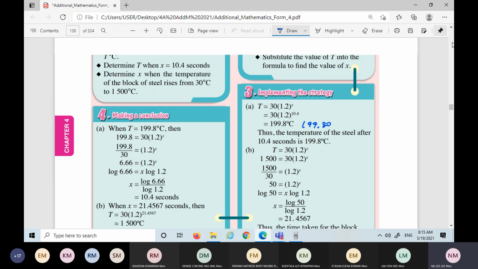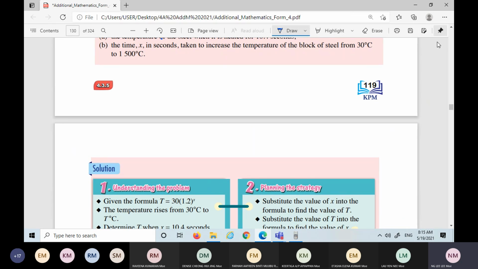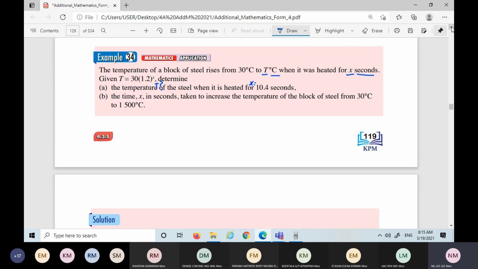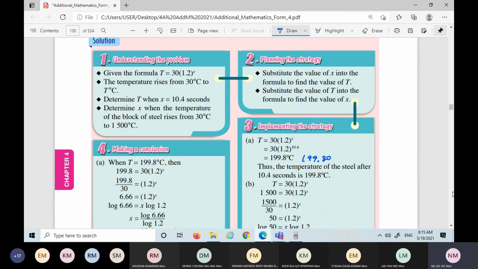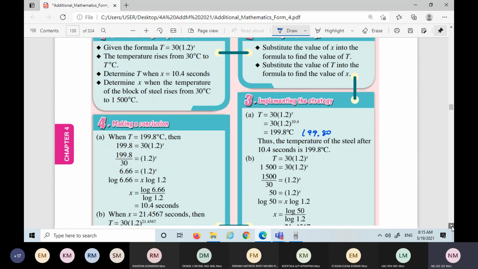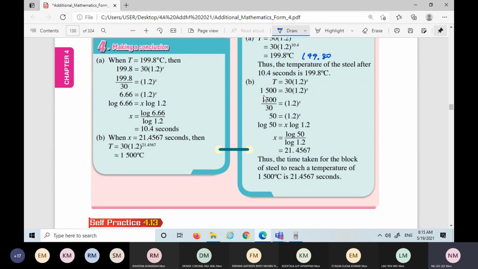Okay, now we look at B. The time X in seconds taken to increase the temperature of the block of steel from 30 to 1500. So the 1500 is the T, and they are asking for X. So we come back here and still use the same formula. Now the T we specify as 1500, and we want to find X. First of all, the 30 moves to this side. Divide first, so 1500 divided by 30 is 50.